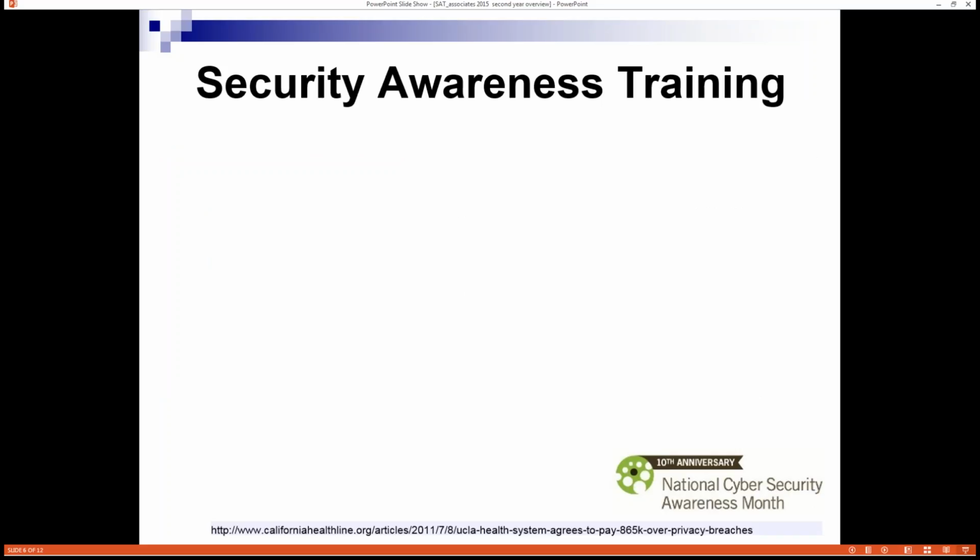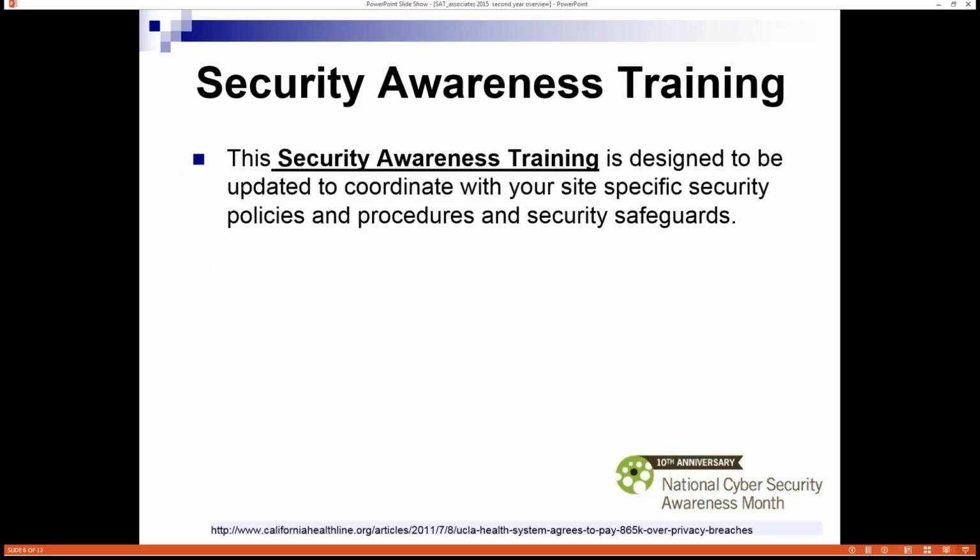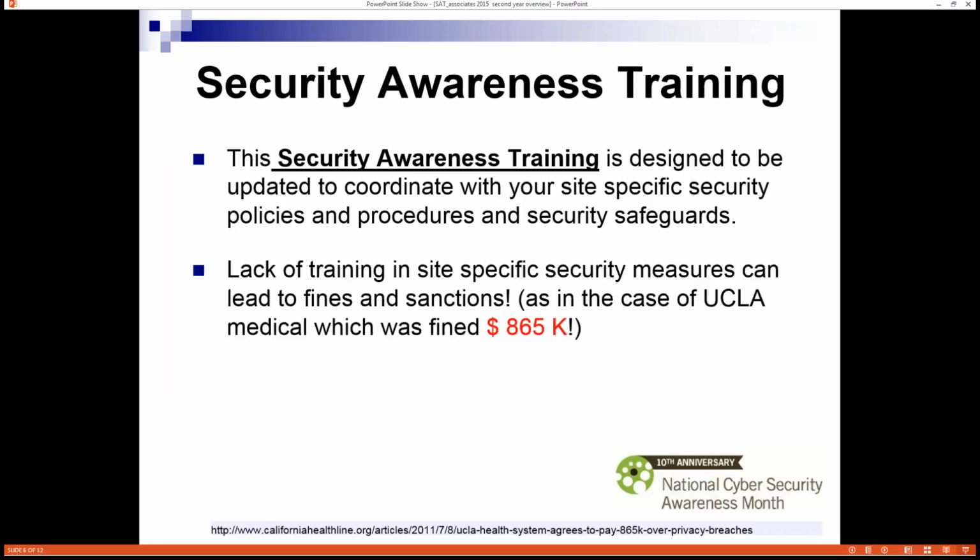Security awareness training. This security awareness training is designed to be updated to coordinate with your site-specific security policies, procedures, and other safeguards. Lack of training in site-specific security measures can lead to fines and sanctions, as in the case of UCLA Medical, which was fined $865,000 for lack of a security awareness training program.